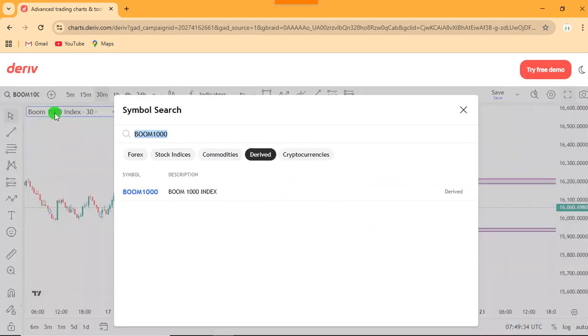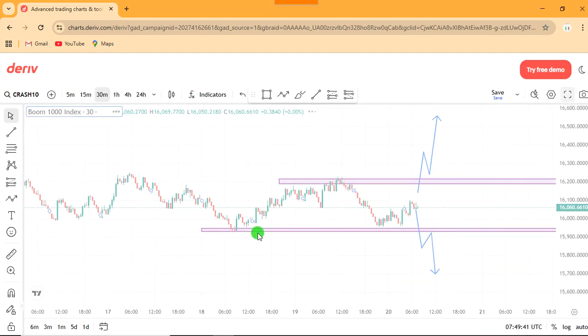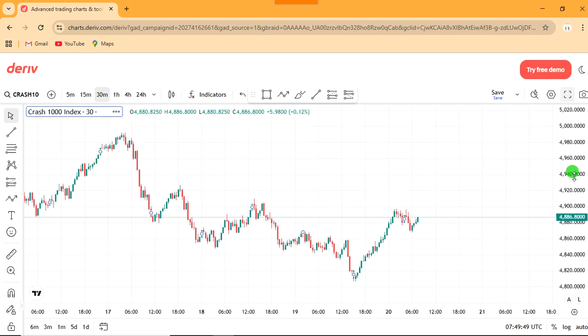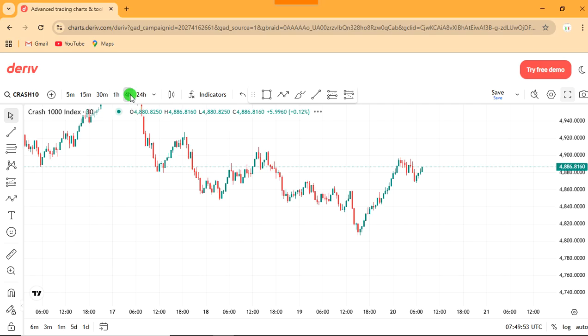That's the final one for today, which is going to be Crash 1000. Okay, on Crash 1000, a lot actually happened yesterday. On the bearish and bullish side, you can see a lot of fight. I think it's currently moving in the direction that we expected yesterday. But then let's analyze once again for today.